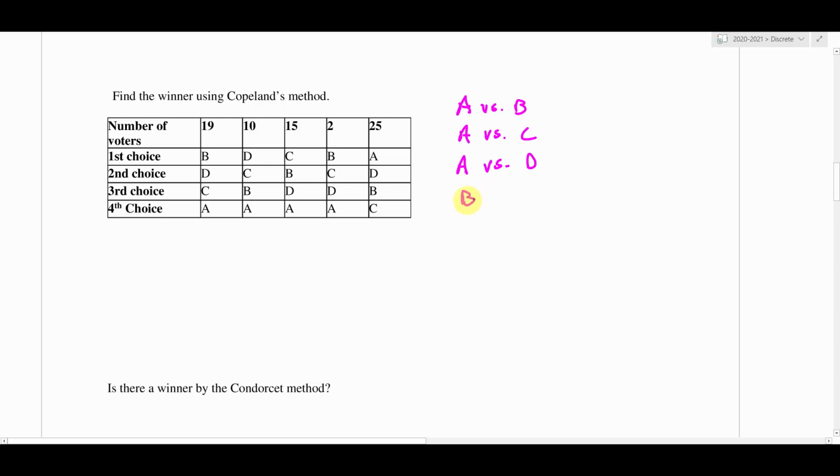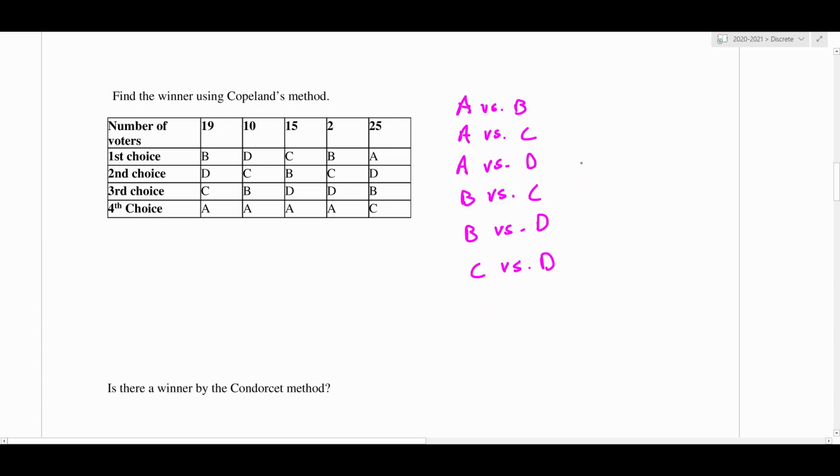Then I switch over to B. Right, so I do B versus. Now I don't need to do B versus A again because I already got it here. So I'm going to go B versus C, B versus D, and then that's it for B. So then I move on to C. So I'd use C versus. Well, I got C versus A. I got C versus B already. So all I need is C versus D. And there are all of my possible one-on-one matchups.